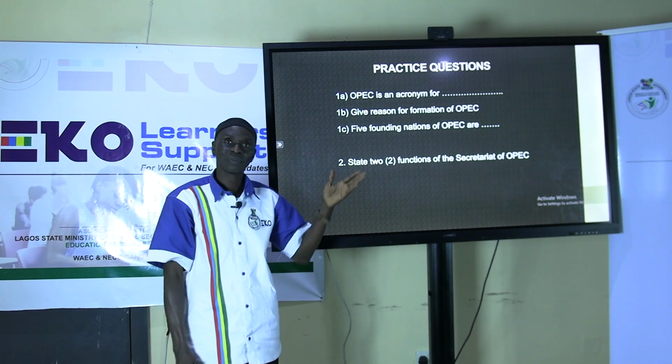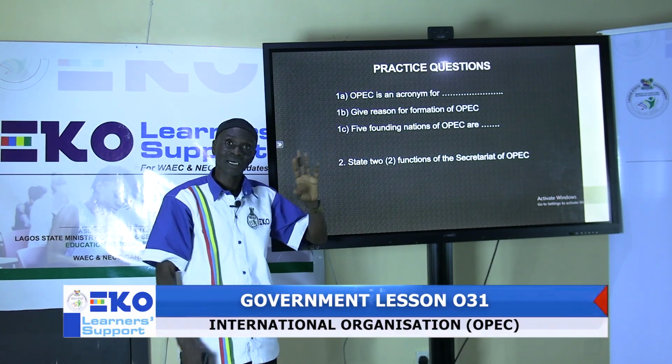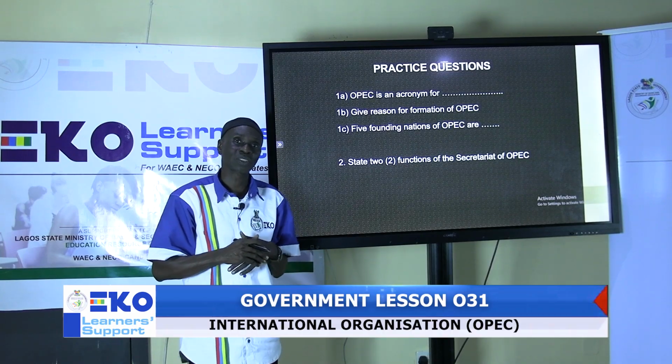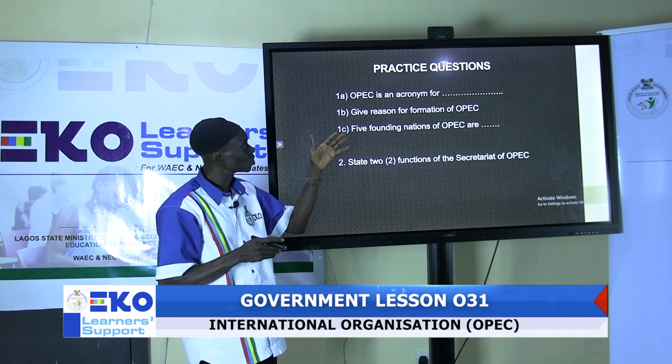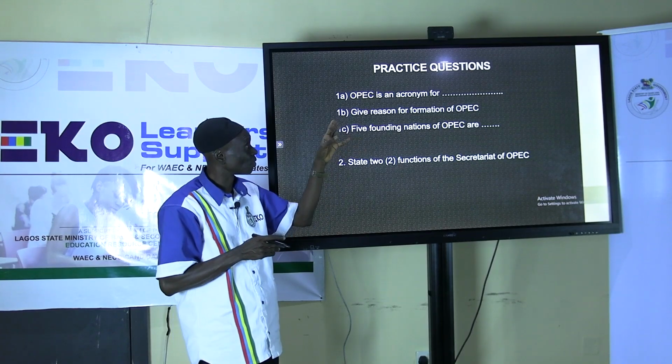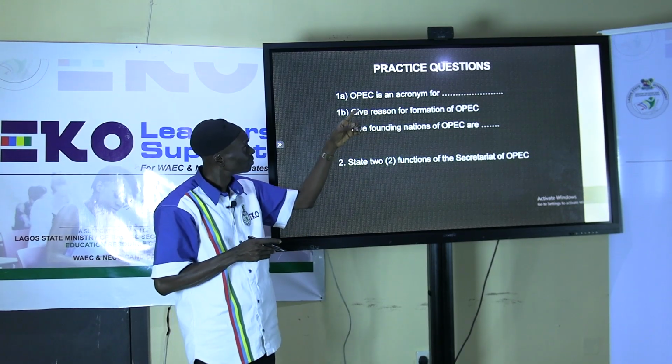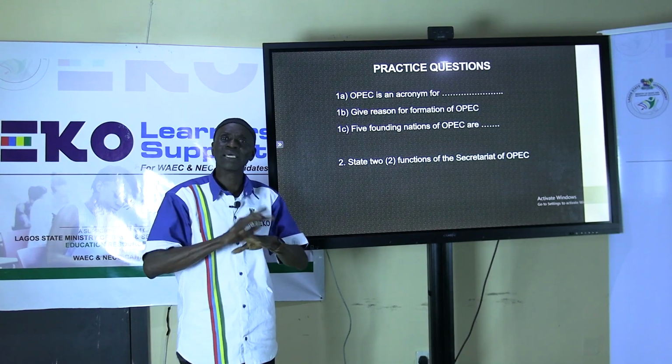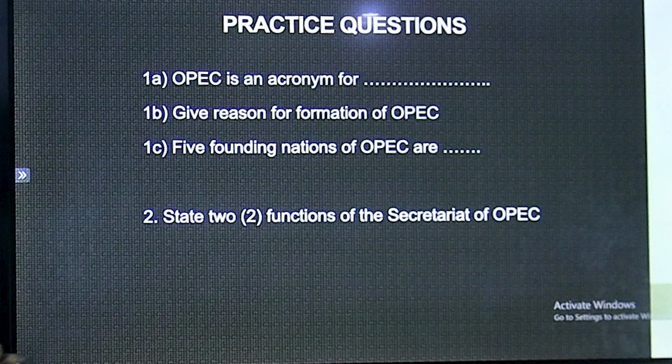Before we go, today I believe you have learned something concerning the Organization of Petroleum Exporting Countries, OPEC. In case you come across any of these questions that we are going to answer together now, you should be able to answer them without any problem. Number 1A, OPEC is an acronym for dash. 1B, give reason for formation of OPEC. 1C, 5 founding nations of OPEC are. Number 2, state 2 functions of the Secretariat of OPEC.